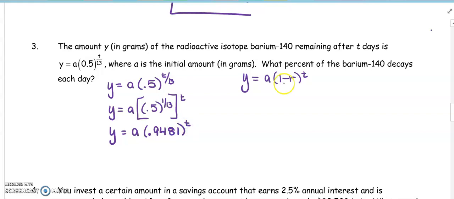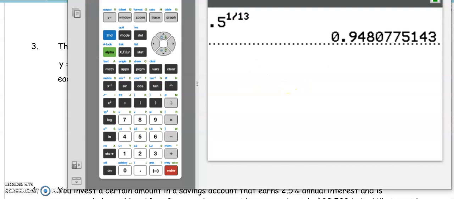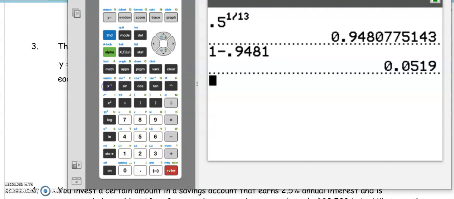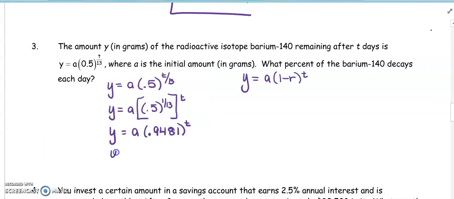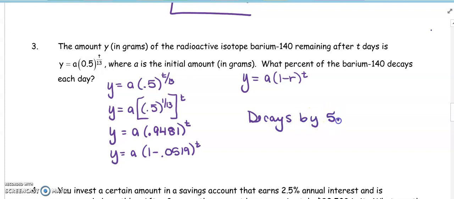And again, I want it to look like this though. So now I have to do 1 minus 0.9481. And I get that this is Y is equal to A times 1 minus 0.0519, all to the T power. So we can say then that it decays by 5.19% each day.